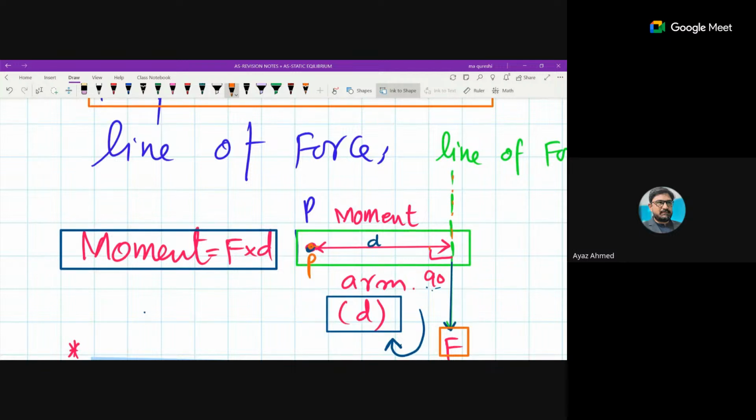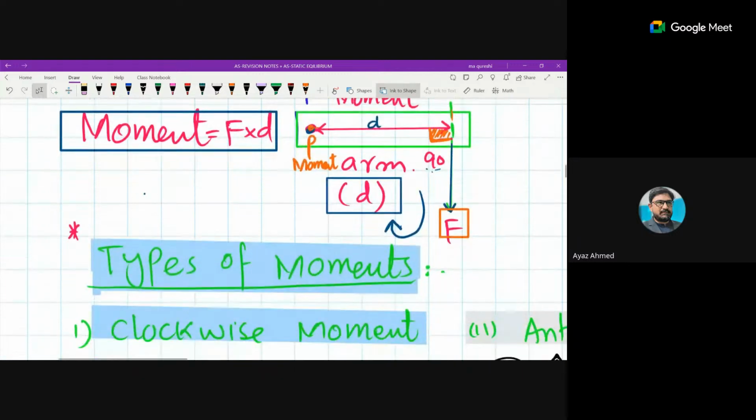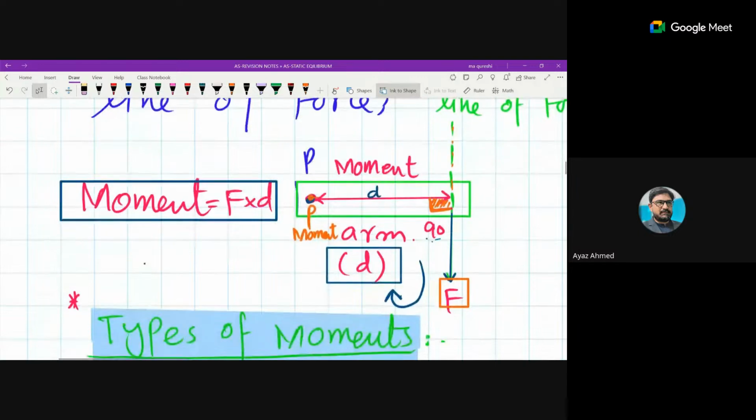And if I measure the perpendicular distance between the pivot and the line of force, that is its moment arm, right? Is it clear to you? It is its moment arm and it is represented by D. Okay, so moment arm is always the perpendicular distance from the line of force to the pivot.